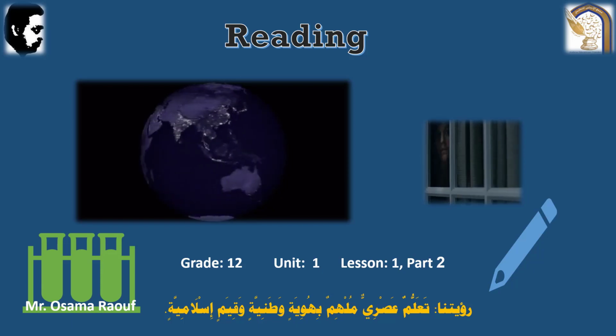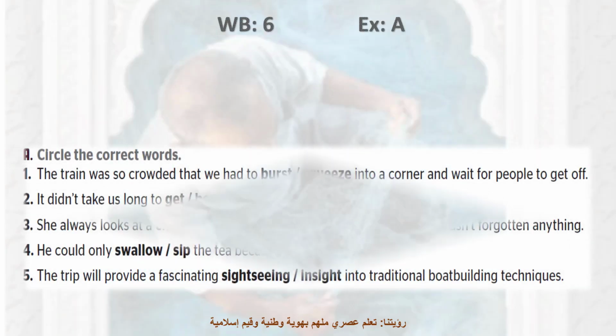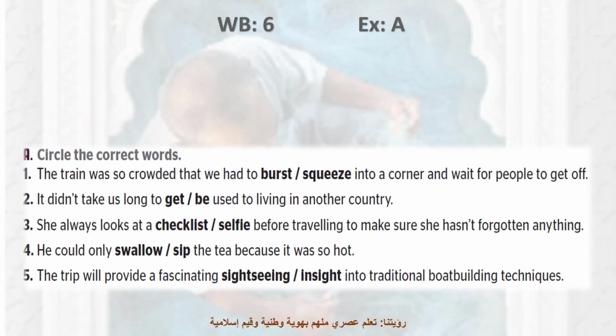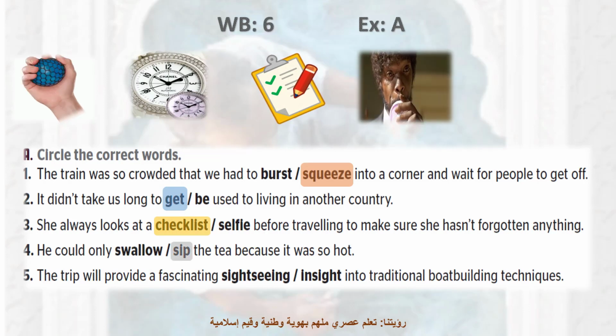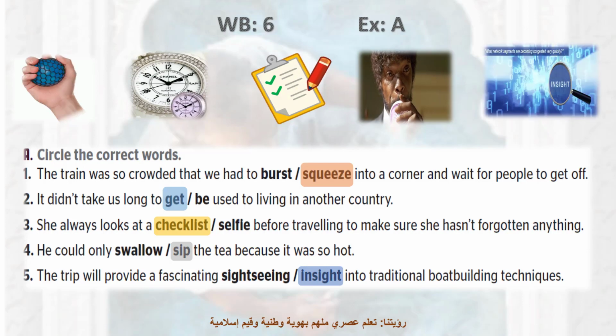Open your workbooks at page 6 and check your answers. Come on, I'm waiting. Yes, workbook, page 6, exercise A. Okay. Question number 1, the answer is squeeze. Yes, great. Number 2, get. Number 3, checklist. Number 4, sip, means to drink slowly. Number 5, inside. That's a great job.